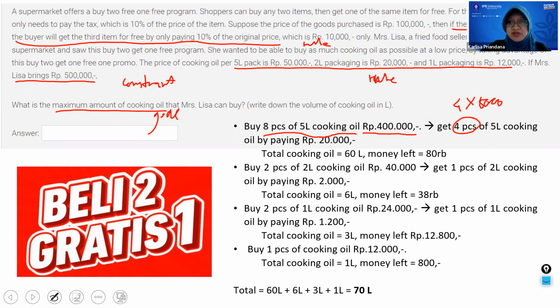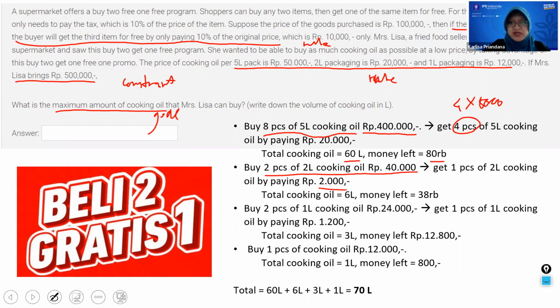So I have a total cooking oil of 12 times 5, which is 60 liters of cooking oil, and I have this amount of money left. With it, I buy 2 pieces of 2-liter cooking oil for 40,000 rupiah, and then I can get 1 piece of 2-liter cooking oil by paying only 2,000 rupiah.